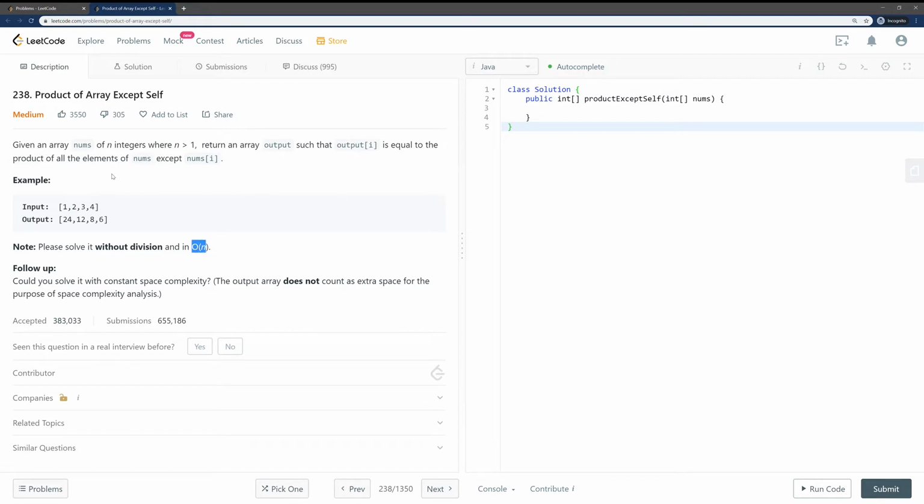So let's think about a few of the cases here. Our input is 1, 2, 3 and 4. So the brute force method, how can we solve this problem? Find the product of all numbers excluding self, which will be an order n square algorithm.